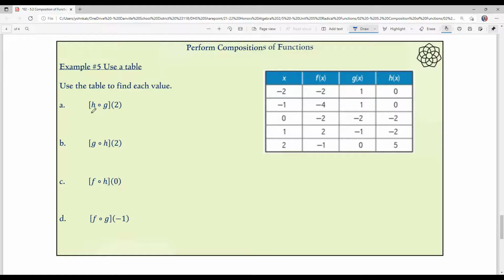So in part A, I need to find h circle g of 2. So by definition, that's h of g of 2. So leave the h alone. I need to find g of 2. That means find the g column, find the 2 row, and see where they touch. That's 0. Then I need to find the h of 0. So find the h column, find the 0 row, and they cross at negative 2.